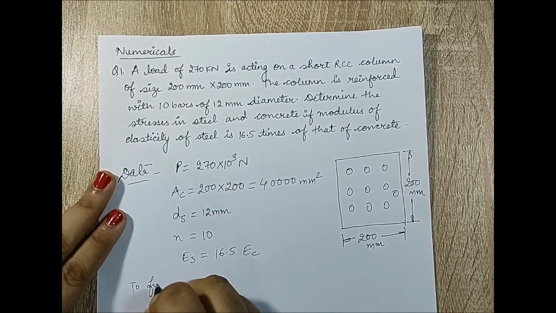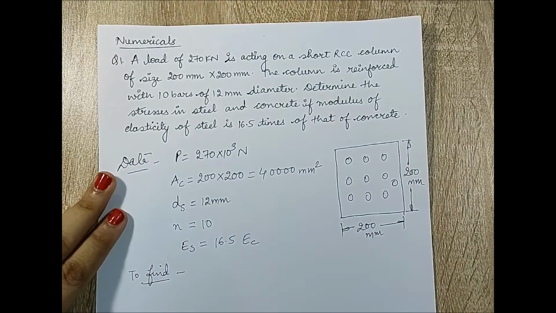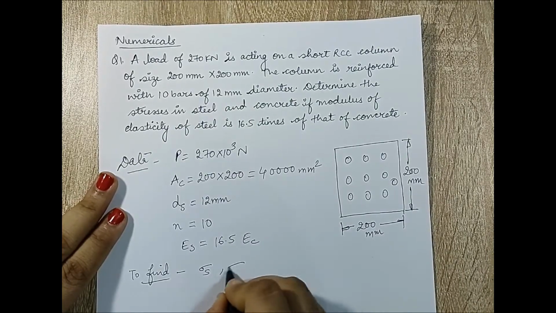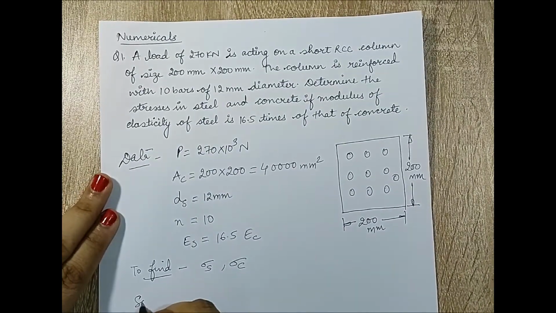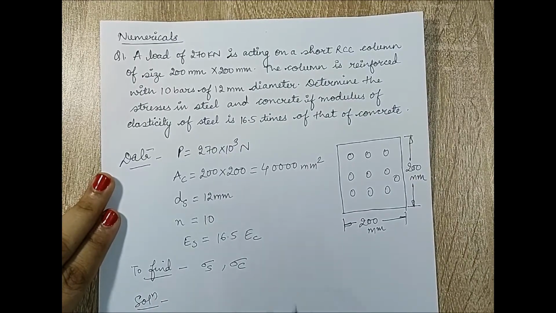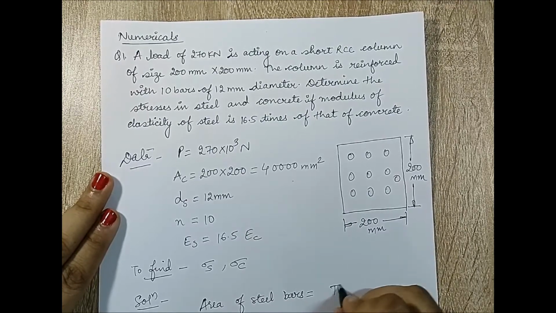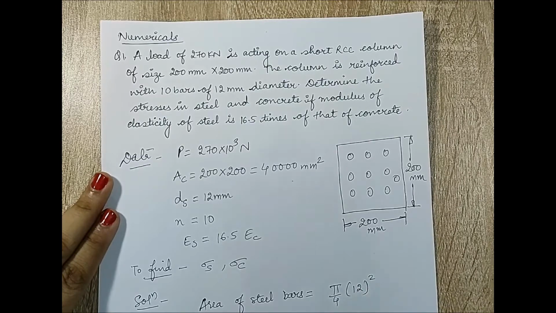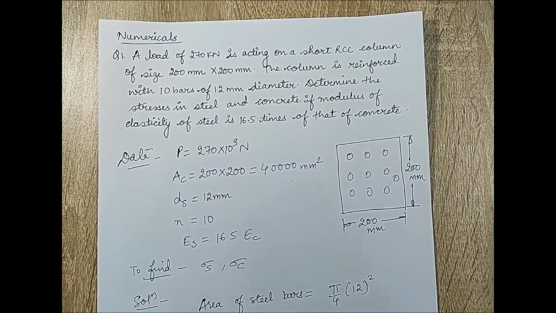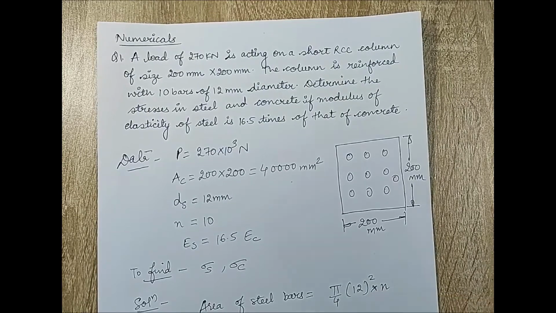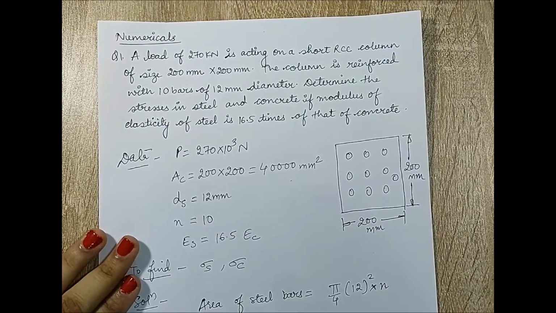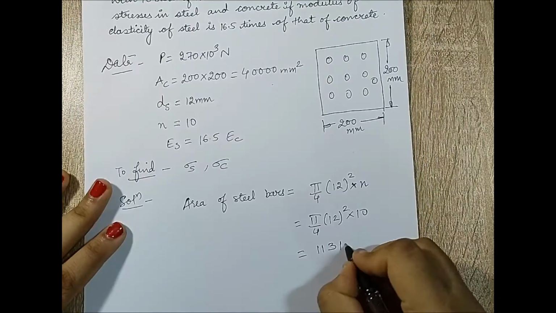I need to find the stress in steel and in concrete. So sigma S and sigma C is what I need to find. So the question is very simple. I will first calculate the area of these steel bars. If I have to calculate the area of steel bar, so area of steel bars will be pi by 4 d square. Correct? So this is just the cross section area and this has to be multiplied with n. So this will be pi by 4 into 12 square into 10. This will be 1131 mm square.